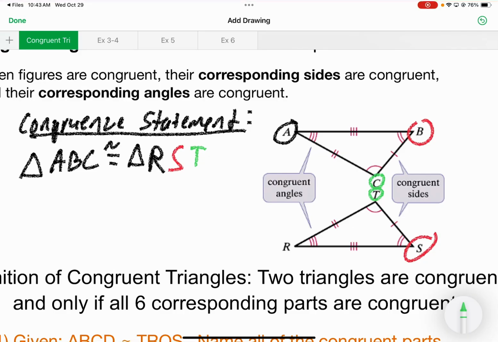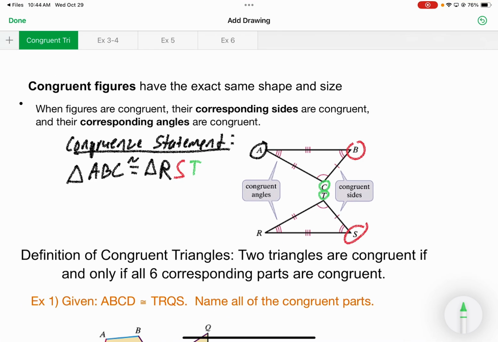The other thing that I wanted to point out, and that won't always be the case, is that I started by talking about the angles matching up with each other, but the sides should as well, okay? So if I listed my angles, I'm going to do that here, okay? We said that angle A is congruent to angle R, angle B is congruent to angle S, and then angle C is congruent to angle T.